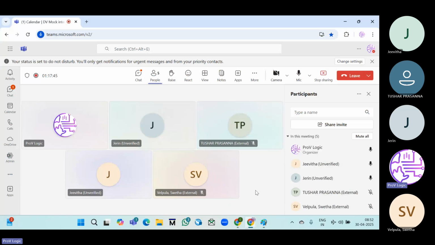Next question. What is the difference between $display, $monitor, $strobe, and $write? $display will display the immediate value, whereas $monitor will observe every change of value. It will monitor and print. $strobe will print at the end of the simulation time.